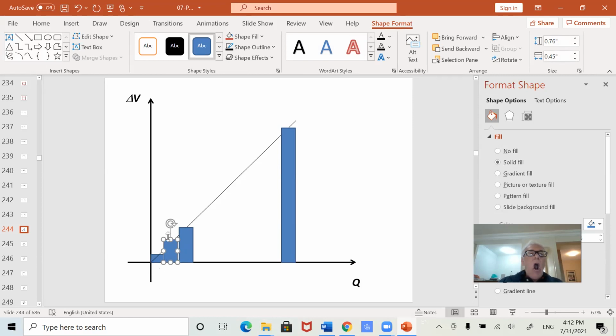So the overall energy is going to be the area below this triangle, or the sum of all those small areas that you see here. And the area of this triangle is going to be given by half Q delta V. That's how we can calculate the energy stored in a capacitor.